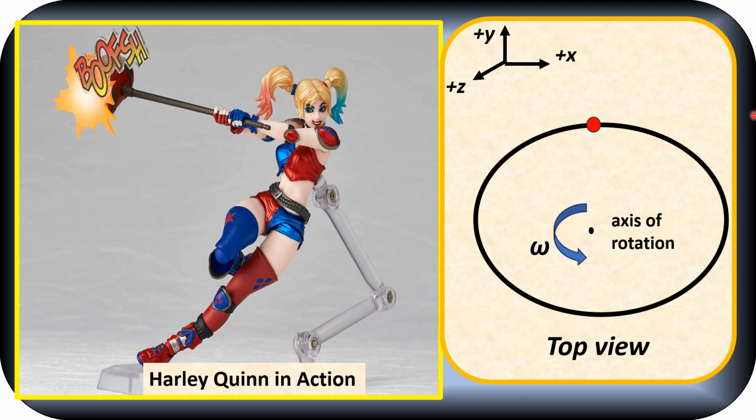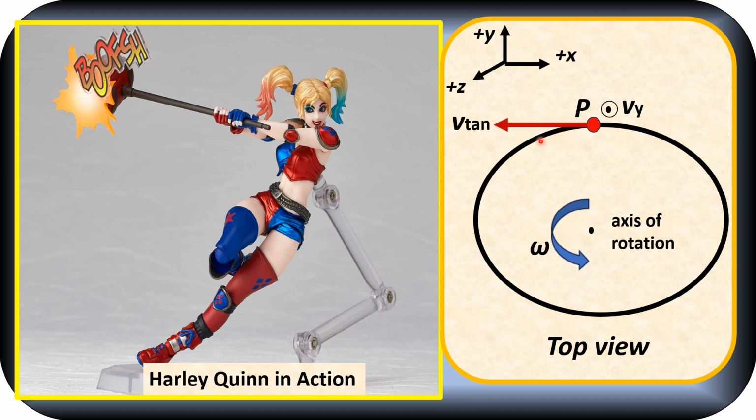At this arbitrarily chosen point P in the circular path, the tangential speed, denoted by v sub tan, is directed horizontally in the negative x-axis. While whirling the hammer, Harley Quinn ascends vertically at a constant velocity, which we denote as v sub y.